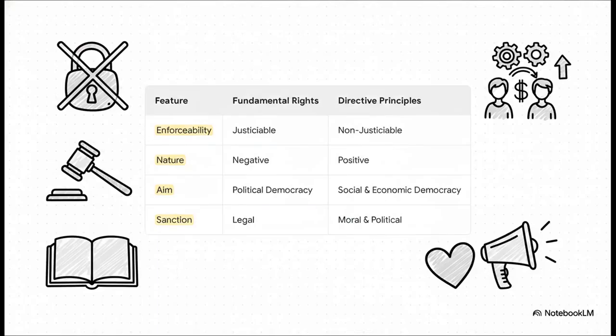And this table here, it just lays out the difference so clearly. On one side, you have fundamental rights. They're legally enforceable, right? They're mostly negative, meaning they stop the state from doing things like restricting your speech. Their goal is political democracy, and the sanction is legal. But directive principles, they're the flip side. They're a moral obligation and they're positive. They tell the state what it should do, like provide free legal aid. Their aim is social and economic democracy, and the sanction is purely moral and political.